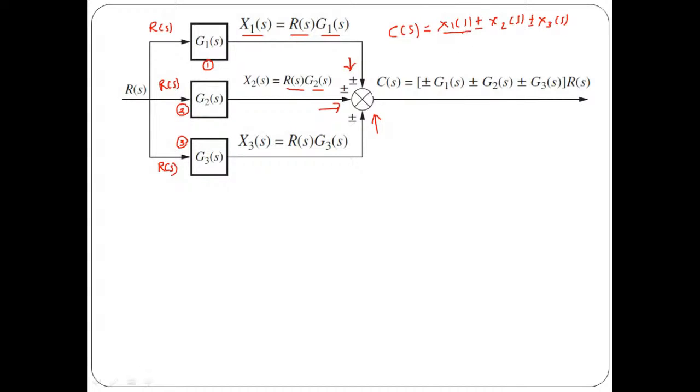Now what is x1 of s? X1 of s is nothing but r of s into g1 of s. In the same way, x2 of s is r of s into g2 of s, and x3 of s is r of s into g3 of s.